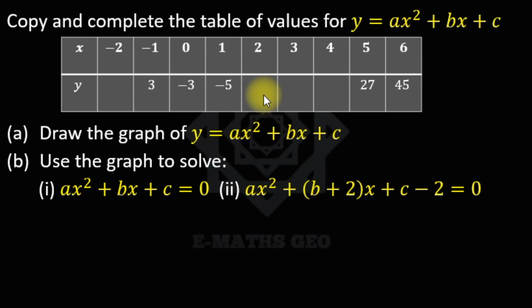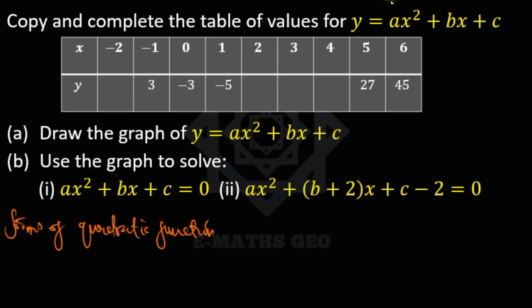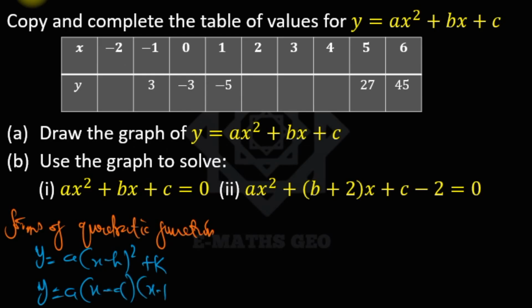It would have been faster if we were given the x-intercept, that is where y is 0. We would then use the second form of quadratic, because we have three forms. This is the general form, the one they gave us. We still have y equals a times (x minus h) squared plus k, and y equals a times (x minus alpha) times (x minus beta).